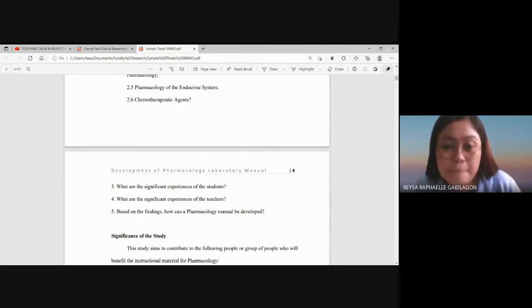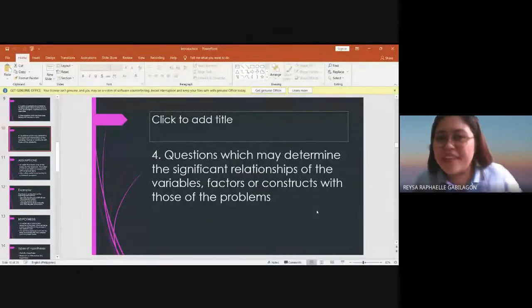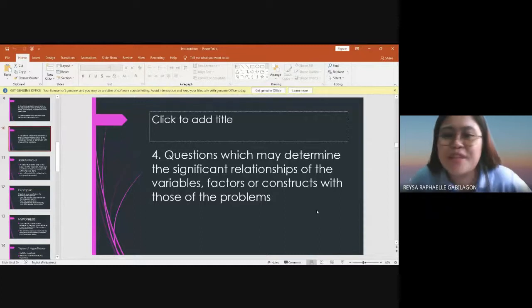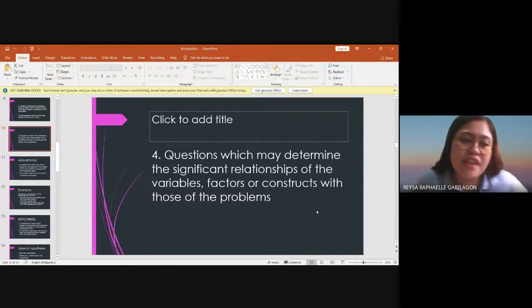produce a manual. Pero kung ang study ninyo ay kailangan ng inferential statistics, you really have to have questions like, this one. So questions which may determine the significant relationships of the variables, factors, or constructs with those of the problem.